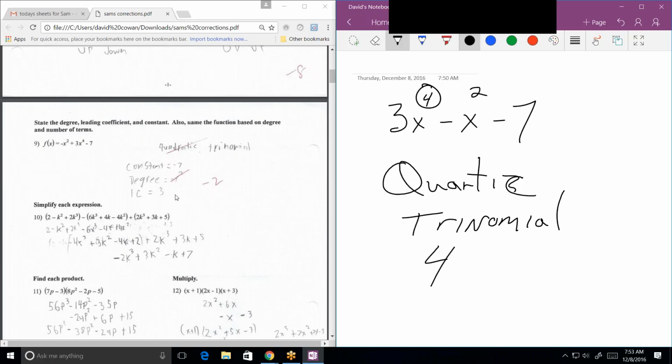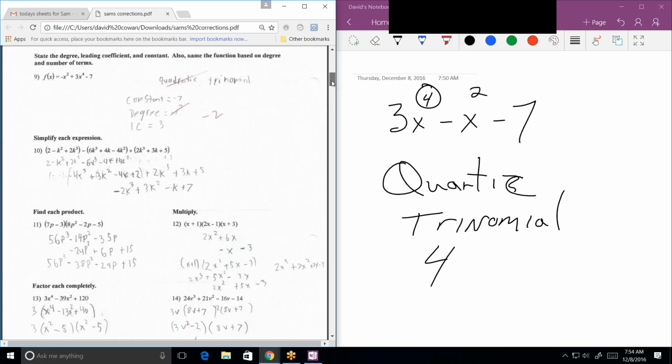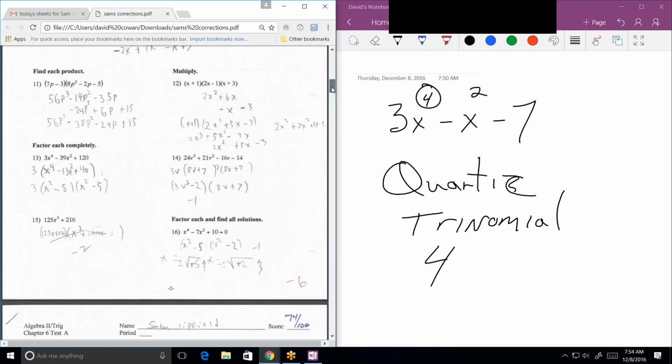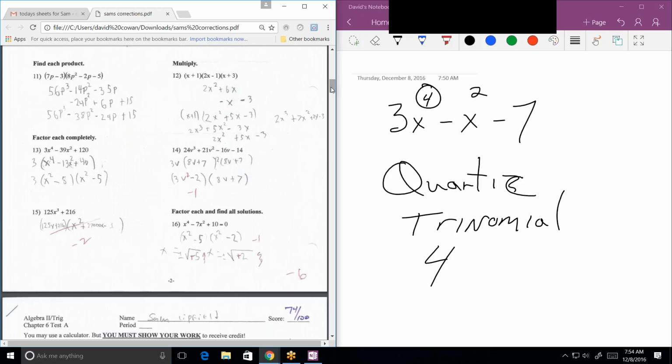You got that right. IC, the number, what's IC mean? I don't know. But I got it right, so it doesn't matter. Okay. And you got 10 right, 11 right, 12 right, 13 right, 14, you lost a point.